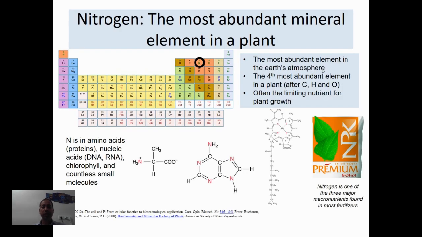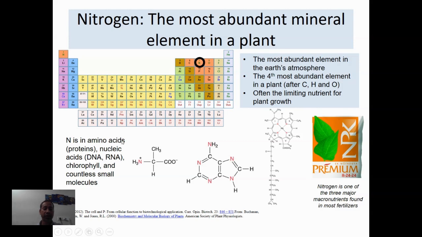Nitrogen is the most abundant mineral element in a plant, the most abundant element in Earth's atmosphere, and the fourth most abundant element in a plant after carbon, hydrogen, and oxygen. It is often the limiting nutrient for plant growth. Limiting nutrient means if there is less nitrogen present in the soil, the plants cannot grow normally and they cannot function normally.